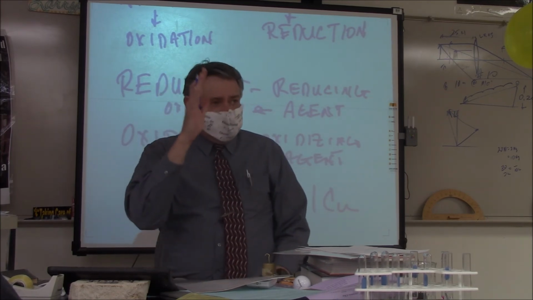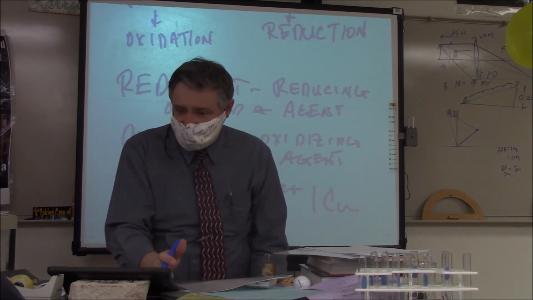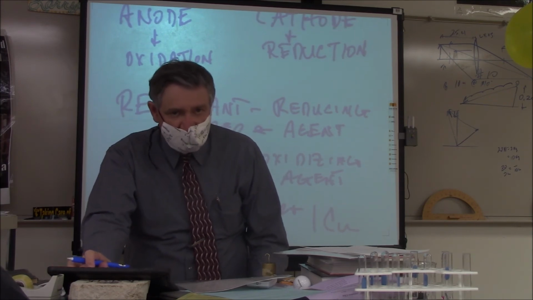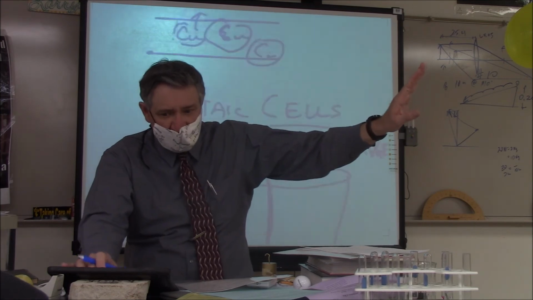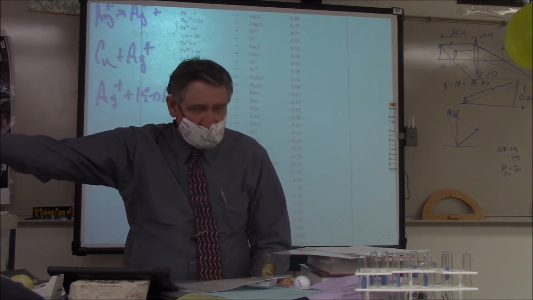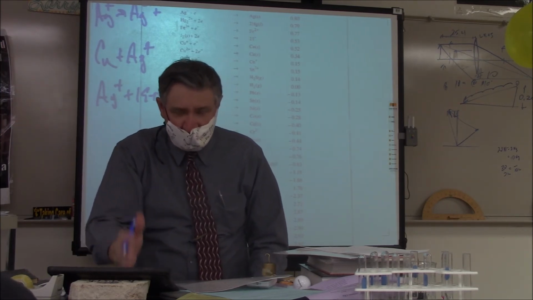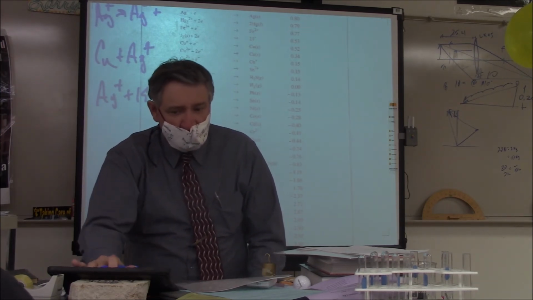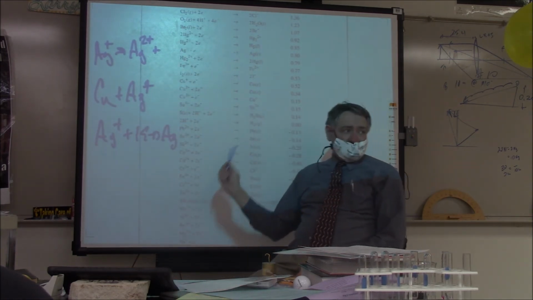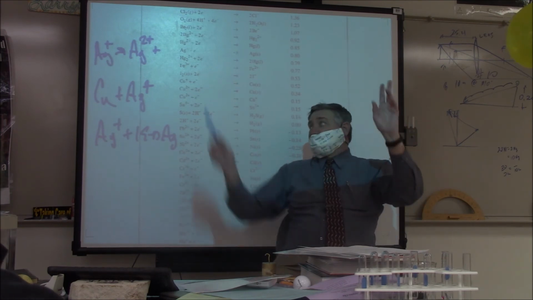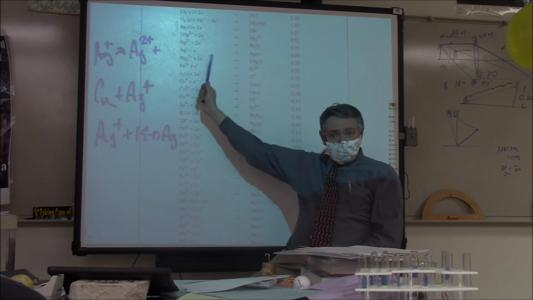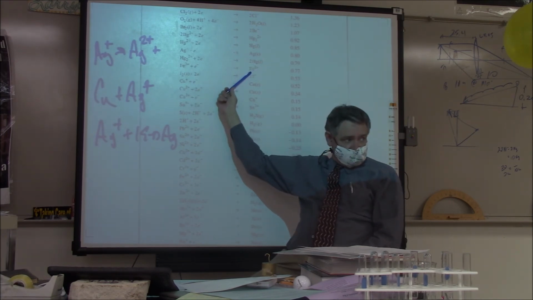Now, if you were to look at your reduction table, where would you find the best oxidizing agents? On the left side or on the right side? If you were to find the best oxidizing agents, would you look on this side or on the product side? Left. Top or bottom? Top. Because those are the ones that are going to be most likely to take electrons and go in this direction.